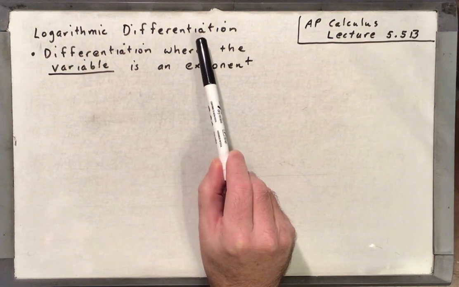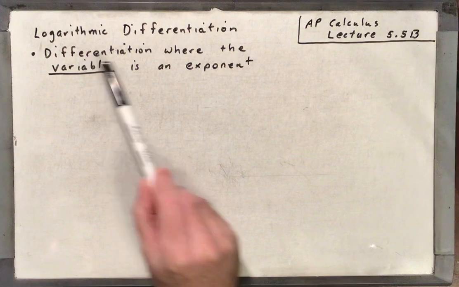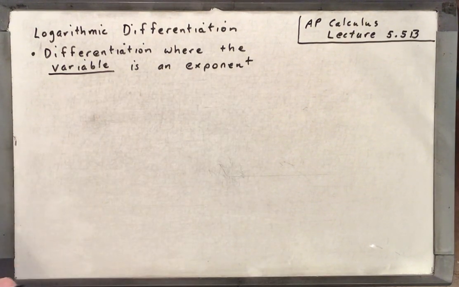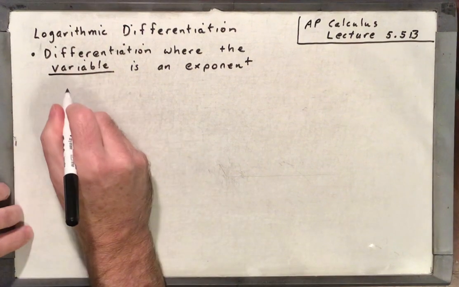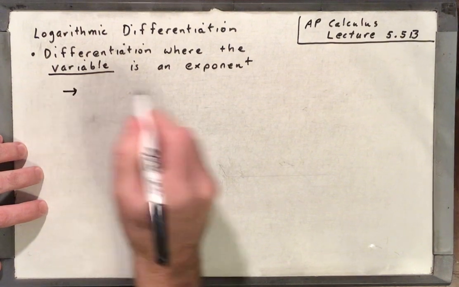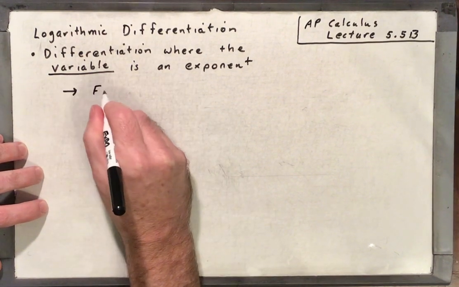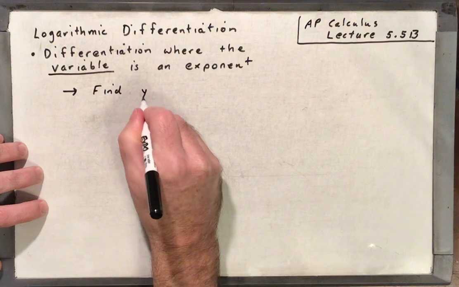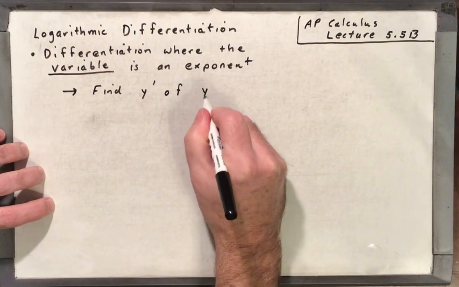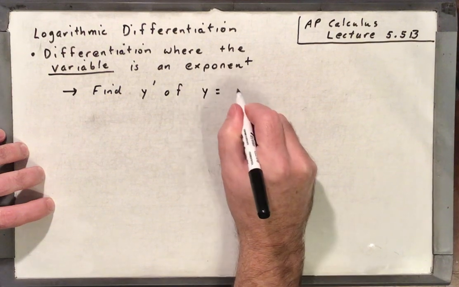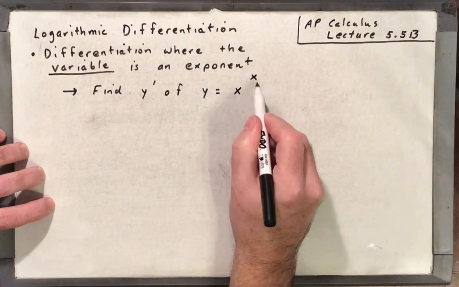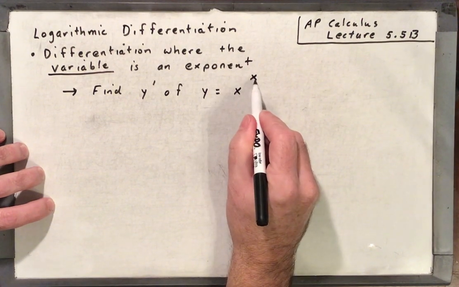Logarithmic differentiation is what we call this technique, and it's differentiation where the variable is an exponent. Okay, so the first little bit of info I want to show you is, what if you're asked to find y prime of y is equal to x to the x. Okay, so this time the variable is an exponent.